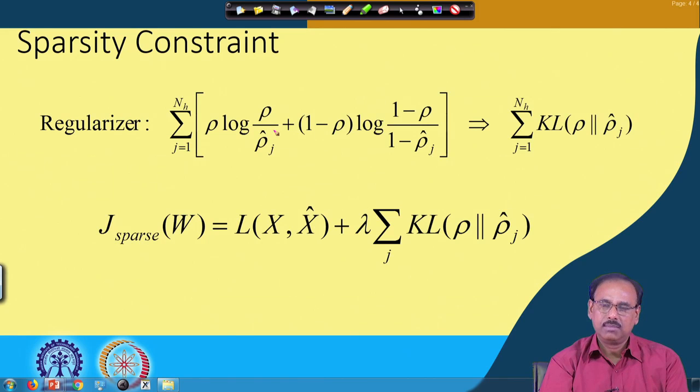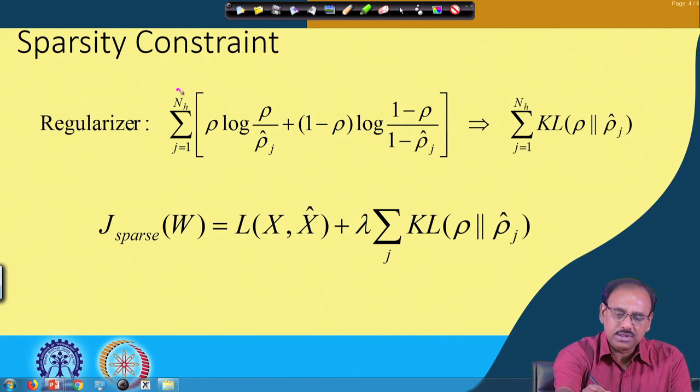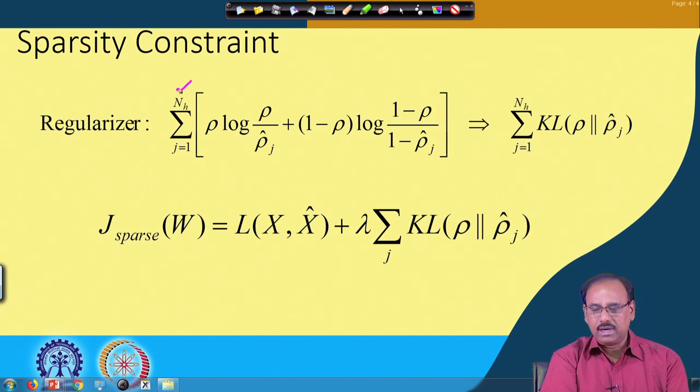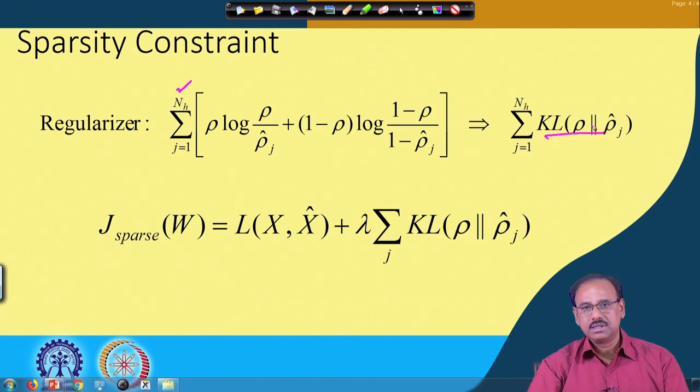So, I assume that the number of nodes in the hidden layer is equal to h. This is the regularization term, and this is the KL divergence between two Bernoulli distributions, given by rho and rho j hat. That is the KL divergence, and in fact, this KL divergence gives you the distance between two different distributions.